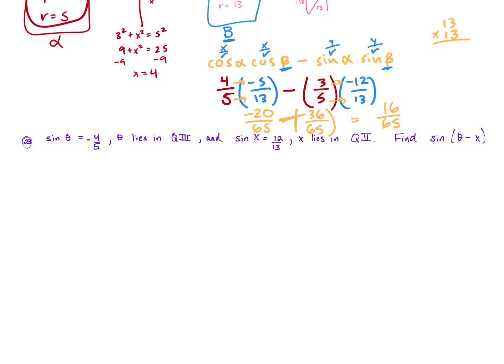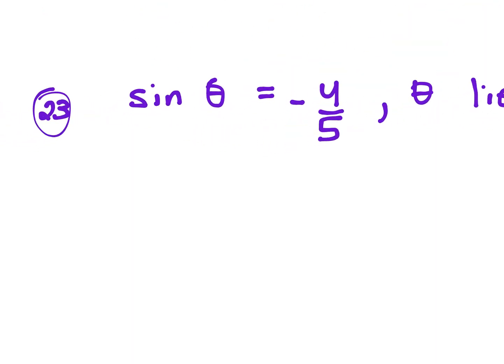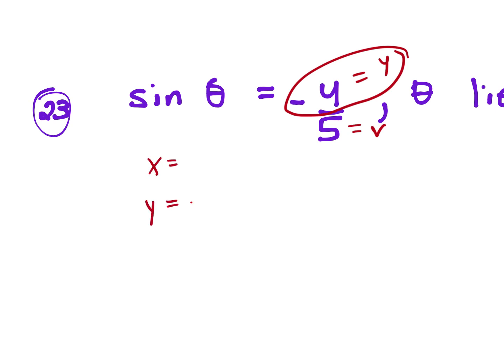All right, so 23. First thing we have is sine of theta. Sine is what over what? Y over r. Does the negative go with the y or with the r? It goes with the y because r is never negative. So I need to find out what my x is. Y is negative 4. R is 5.